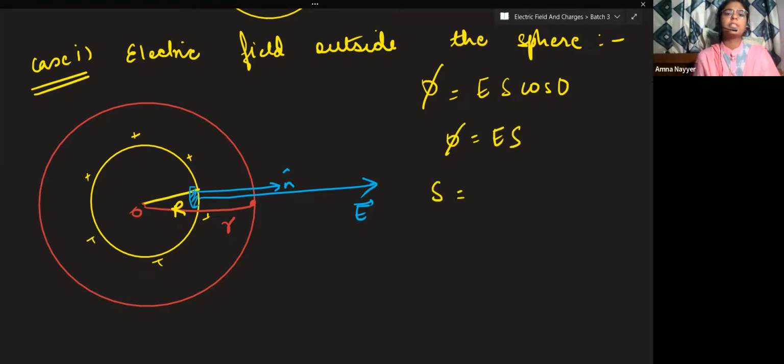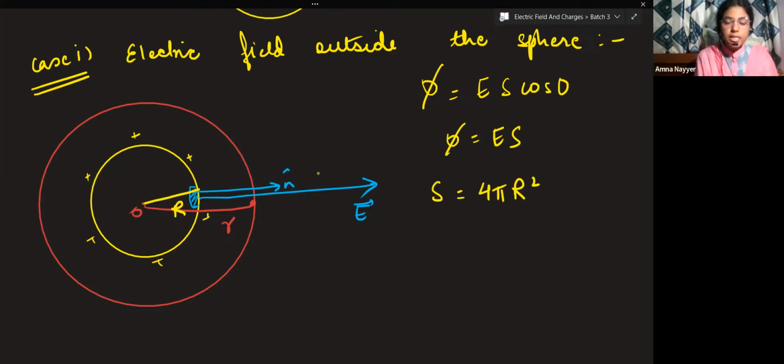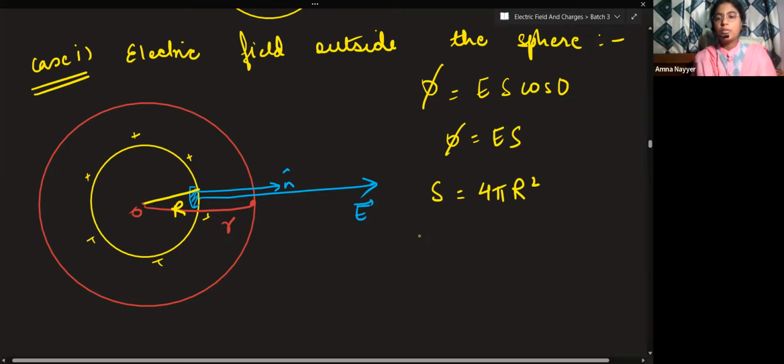What is the surface area of a sphere? Do you remember the surface area of a sphere? Anyone who remembers? If r is the radius, then surface area is 4 pi r square. If I asked you the volume, then it would have been 4 by 3 pi r cube. That is the volume of a sphere. Surface area is 4 pi r square. So flux phi will be E times 4 pi r square, where E is the electric field. Now, I've got one expression for flux.